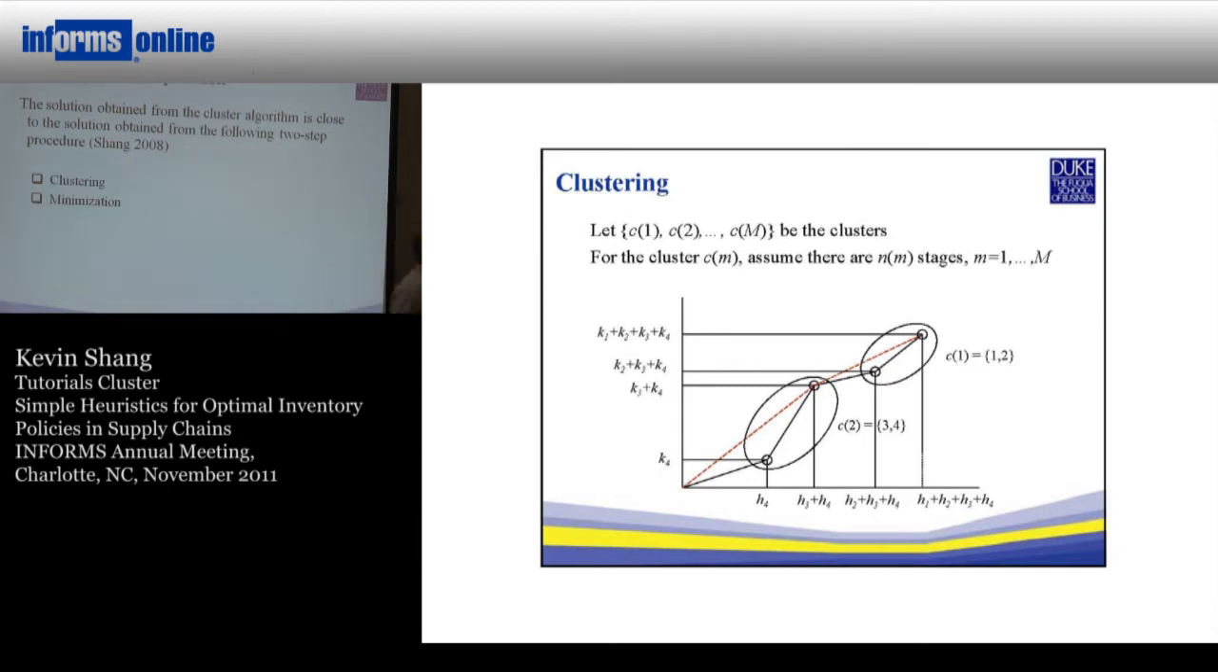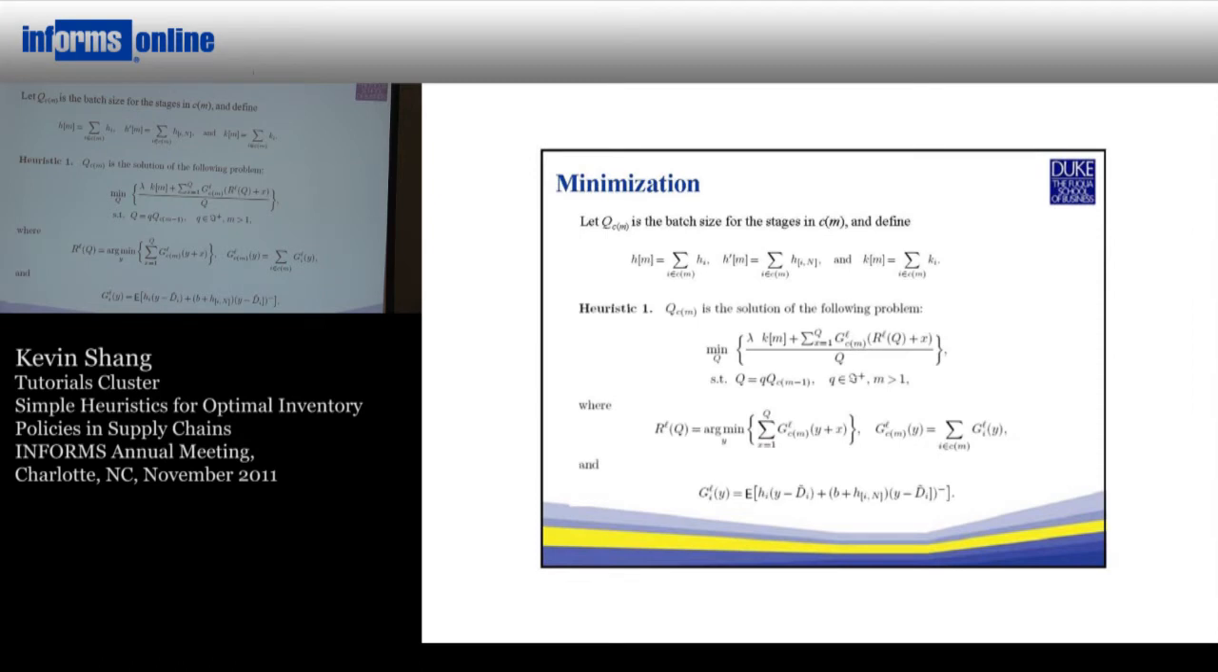One is clustering based on the holding cost, as I showed you. And the second step is that, okay, now we have an idea which stages to group together. Then how do I generate the common batch size for each cluster? And here is the way. Again, it's all solving a single-stage system. Maybe it looks complicated, but let me explain it. It's actually very simple. It's a single-stage problem.